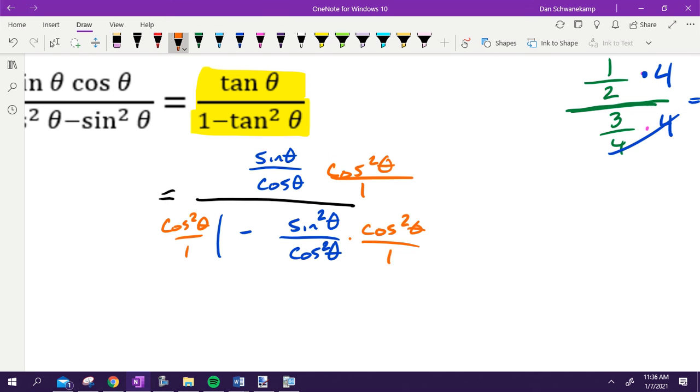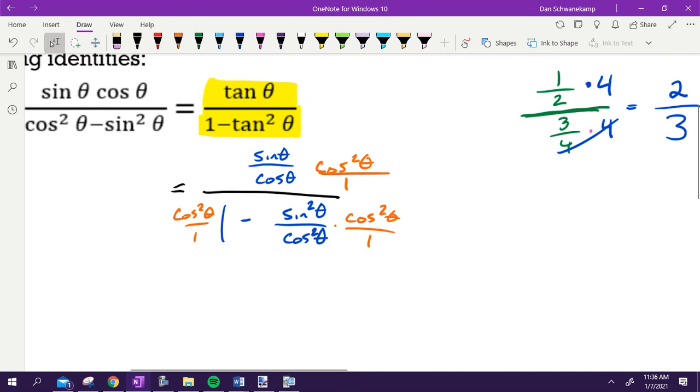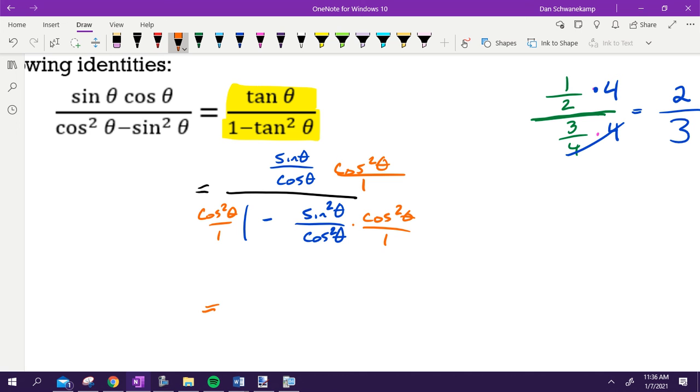Everybody with me so far? Let's see how that helped us. What's going to happen? Cosine squared times 1. Oh, that's cosine squared. Well, that's a good sign. Look at what our denominator is supposed to look like.